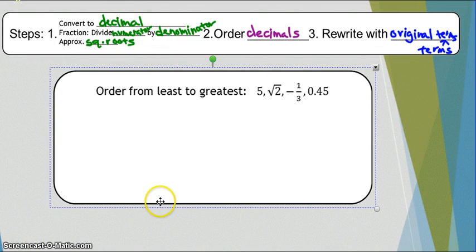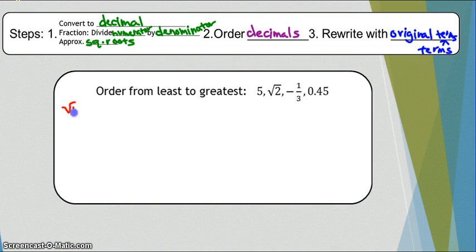Our next example says that we need to list from least to greatest, which means smallest to biggest. 5 is already in decimal form, so we have to get that square root of 2. The square root of 1 is less than the square root of 2, which is less than the square root of 4, the next perfect square. So we figured out which to sandwich it between. Then we simplify the radicals. 1 is less than the square root of 2, less than 2.